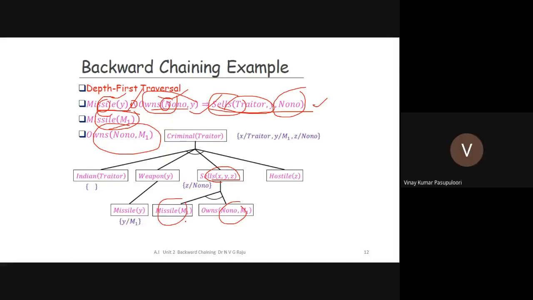Now can I go or not? Now owns of no and m1. Now we know that m1 is a missile. Please observe carefully. We know that m1 is a missile from this, and x is a traitor. Now which can be considered as z from this statement?